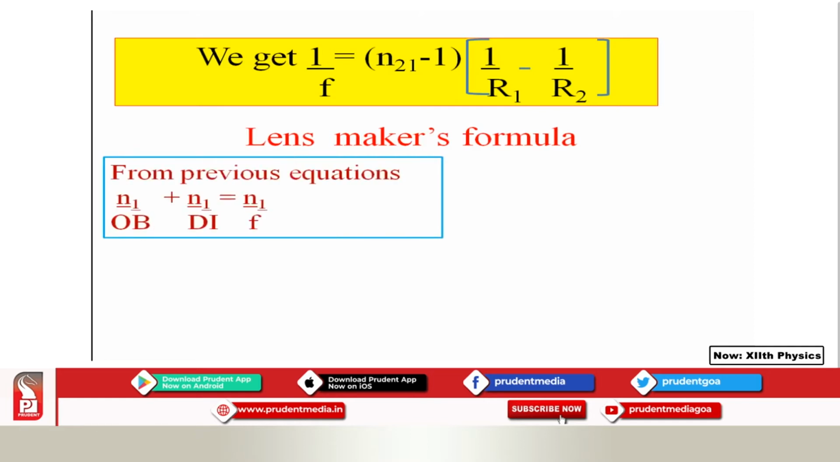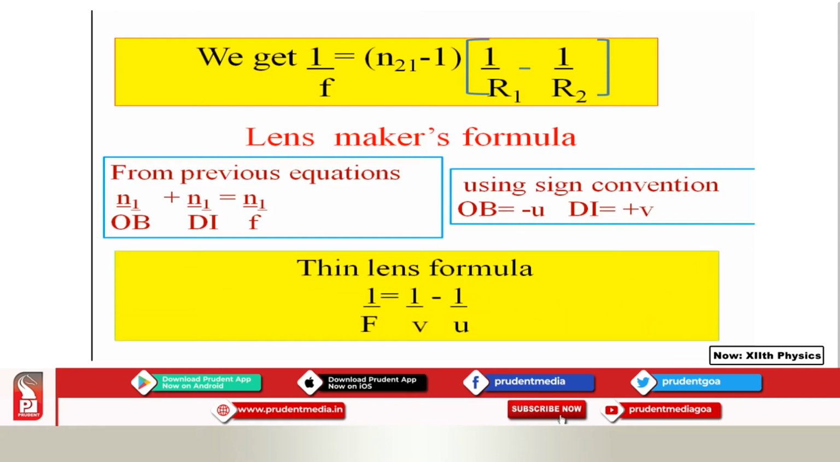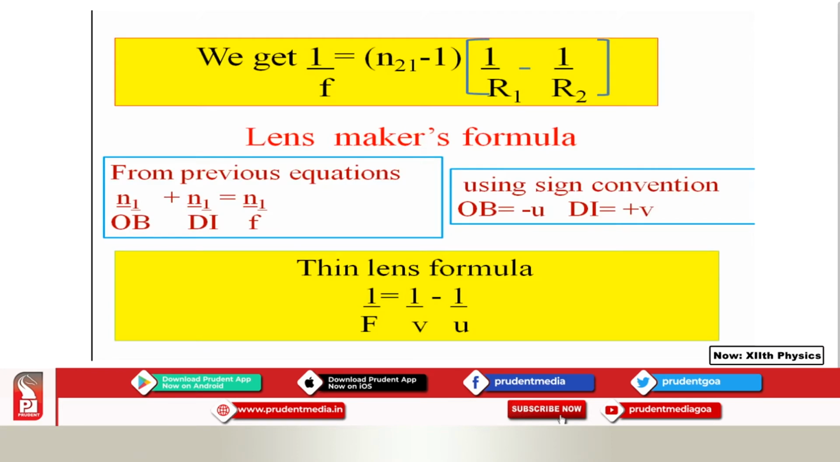Now, from a few previous equations, I can have this equation equating the two sides. So, N1 upon OB, N1 upon DI, this was object distance, image distance and the focal length. Again, I can use the sign convention. Okay, object distance is minus and the image distance is plus. So, over here we get the thin lens formula after substituting, and that is 1 by f equals 1 by v minus 1 by u. So, very important equations are on this particular slide.